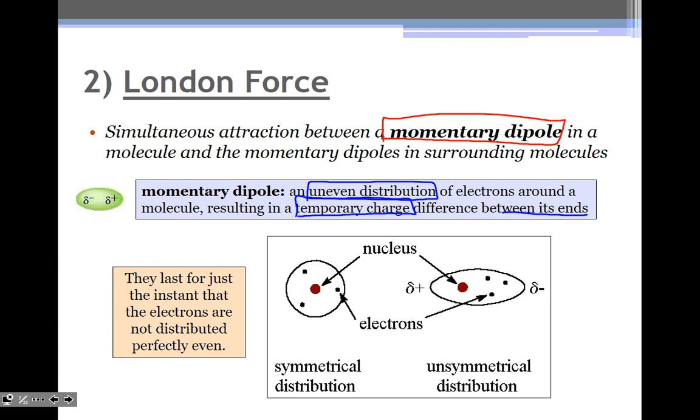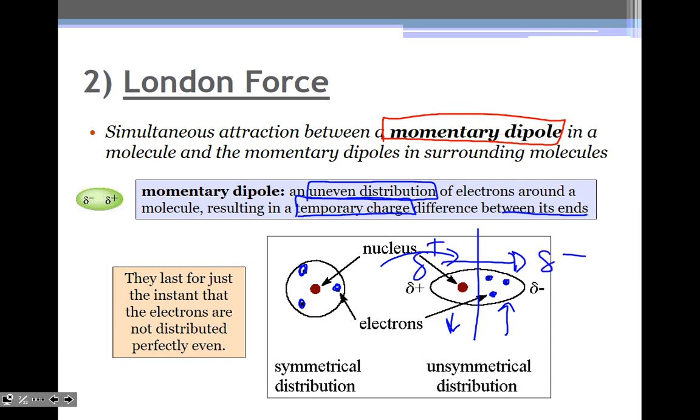Let's take a look at lithium. So lithium has 3 electrons. We can all agree that lithium has 3 electrons, and we can also agree that at some point, and remember, electrons are constantly moving. So it's very probable that these electrons go from having an even distribution to an uneven distribution. So as you can see here, all of a sudden, for a fraction of a second, there's more electrons on one side than the other. When that happens, you get this momentary dipole.